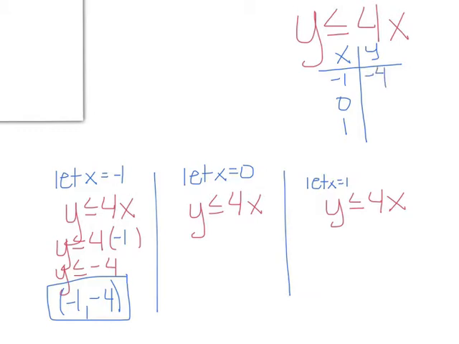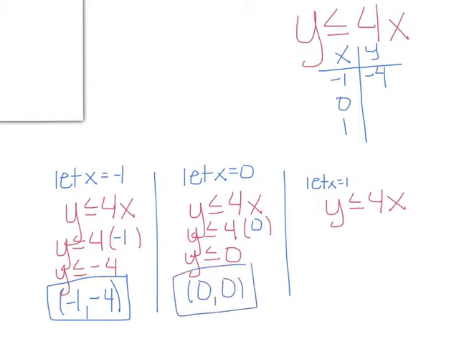Let's move on to our next example. We have y is less than or equal to 4 times x. In this case, our x value is 0. So we have y is less than or equal to 4 times 0, which is 0. So when x is 0, y is also 0. Fill in our chart.